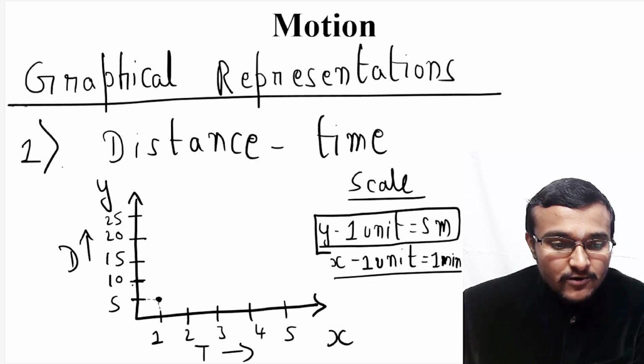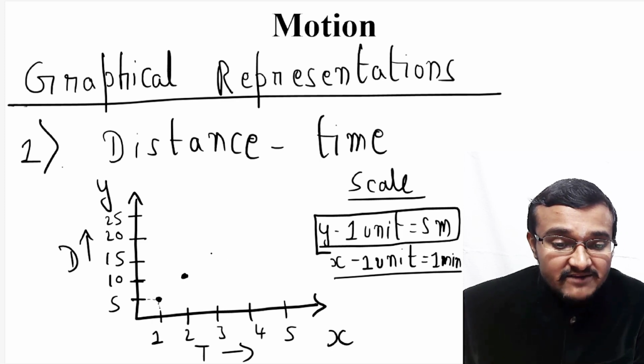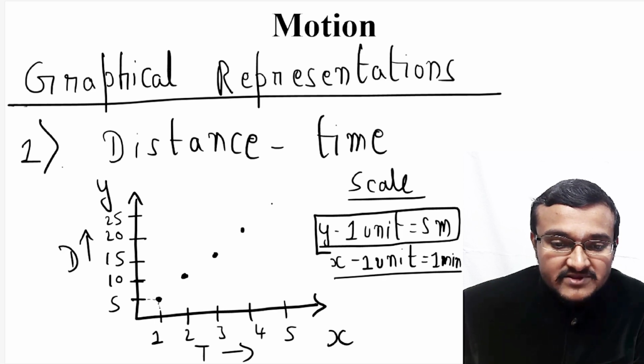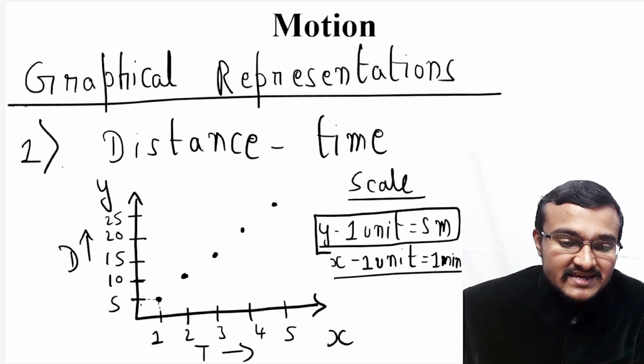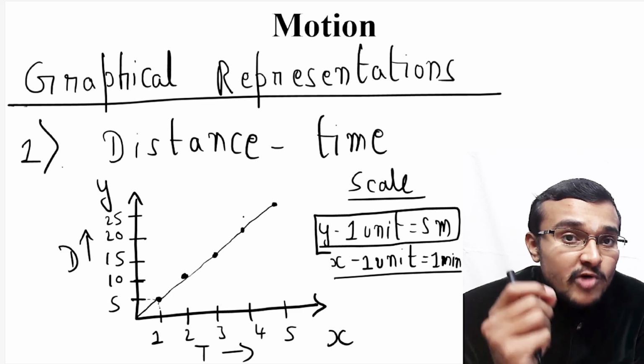Now the same vehicle will cover 10 meter in 2 minutes, let's say. So the next point will be here. If the same vehicle covers 15 meter in the third minute, 20 meter in the fourth minute, and 25 meter in the fifth minute, then you can see a linear graph forming. That means this particular vehicle is in uniform velocity.